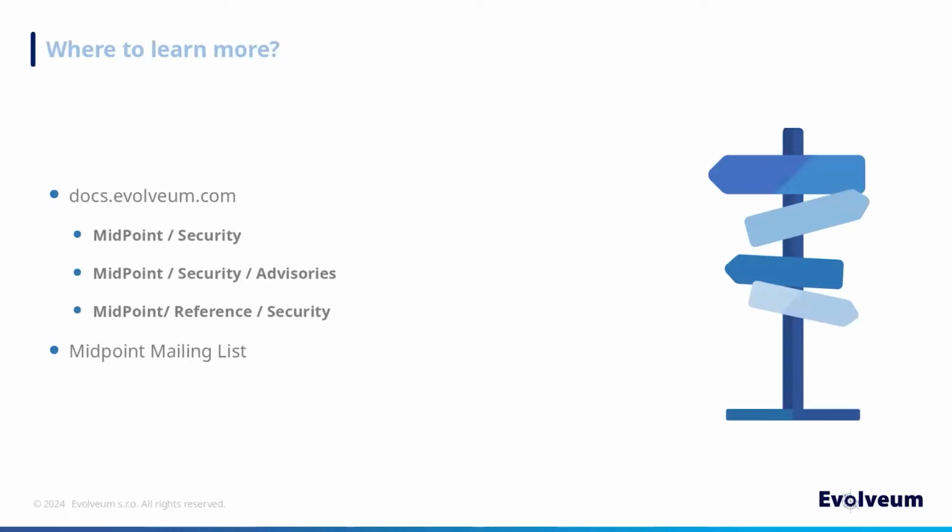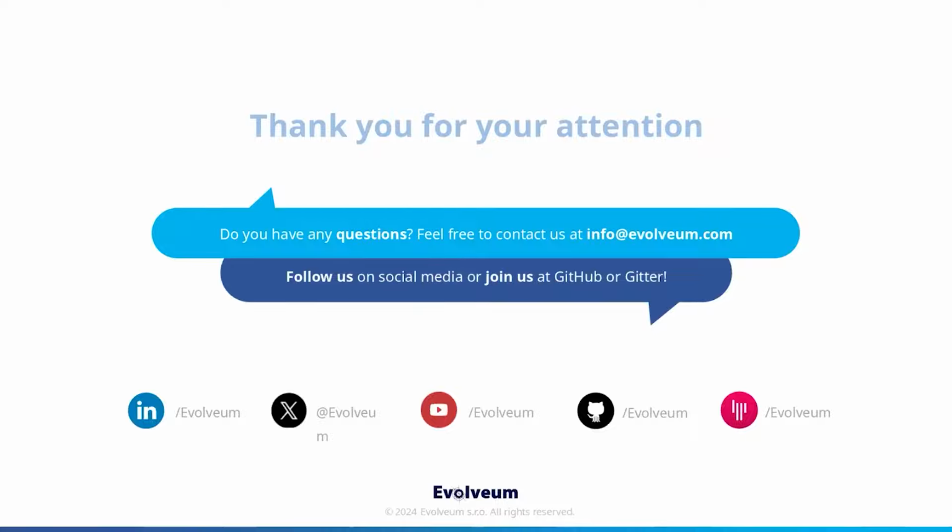Generally, you can learn more in our documentation at docs.evolveum.com. The MidPoint Security section contains the documentation about general security concepts and the actually released security advisories. The MidPoint Reference Security contains the configuration details about the security-related features. And you should also consider subscribing to the MidPoint mailing list, where we announce and release the security advisories for discovered vulnerabilities in MidPoint.